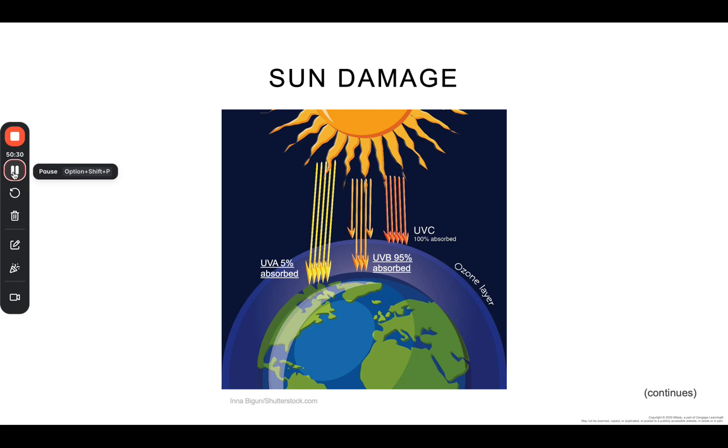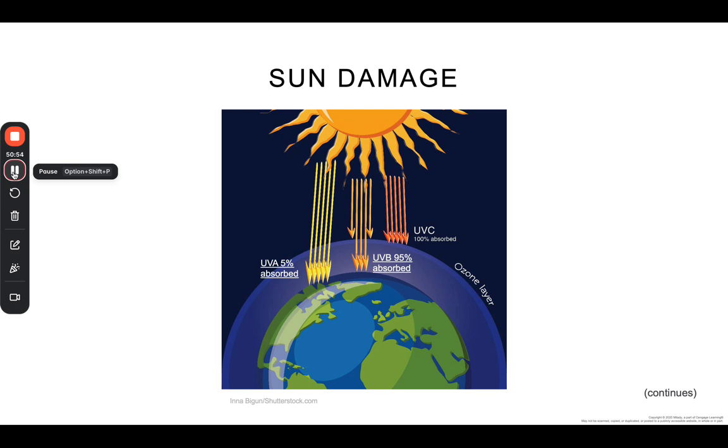Approximately 80 to 85% of our aging is caused by sun exposure. As we age, the collagen and elastin fibers of our skin naturally weaken. This weakening is accelerated when the skin is frequently exposed to ultraviolet radiation.